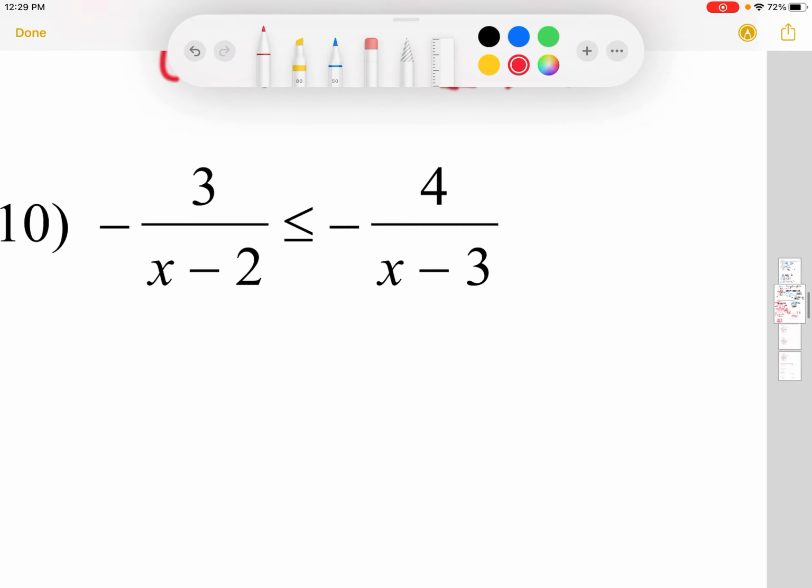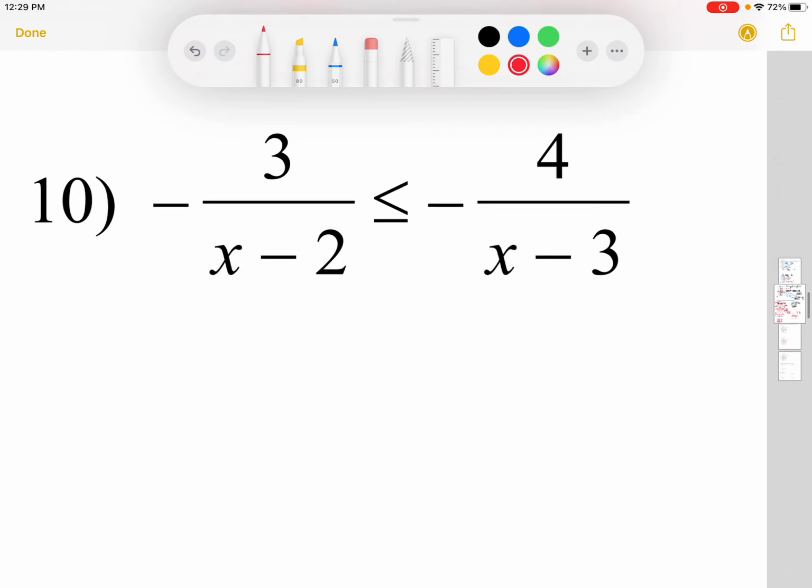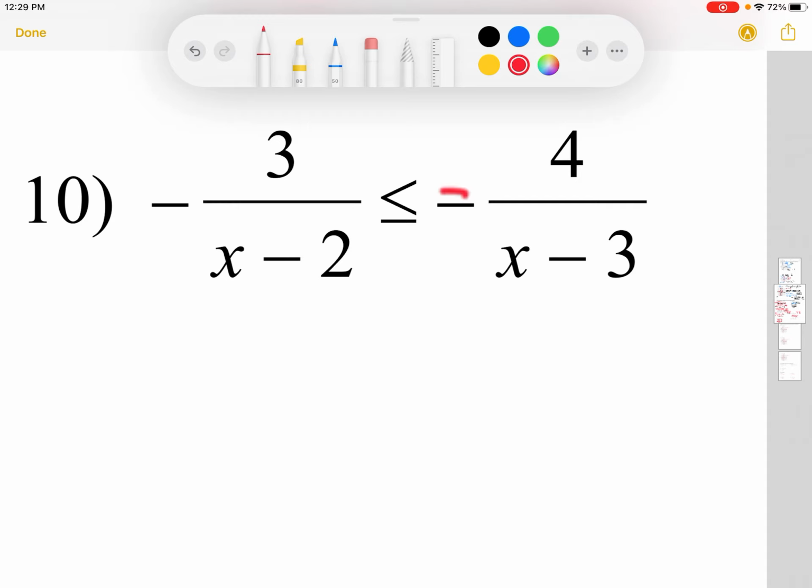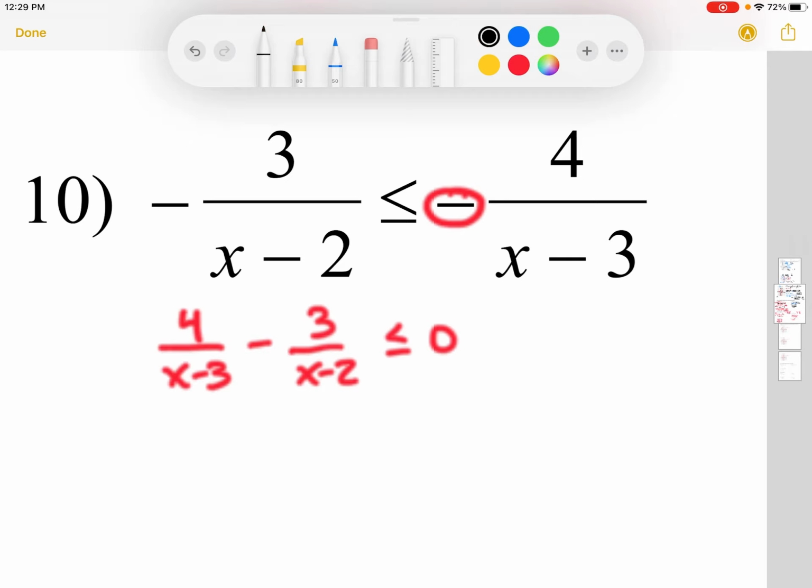And so then finally for number 10, we actually have to do some work. First we need to isolate this. Since this is negative 4 over x plus 3, we're going to add that to the other side. So we get 4 over x minus 3 minus 3 over x minus 2 is less than or equal to 0.